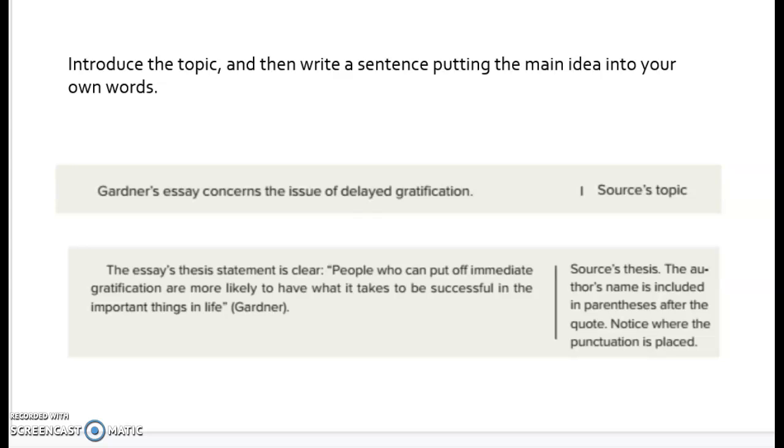Okay. Then you're going to introduce the topic. Gardner's essay concentrates on the issue of delayed gratification. And then you want to write what the thesis of that article is. Okay. This is a direct quote. I found a good statement in that article, so I'm going to directly quote it. So I put the parenthetical citation at the end.